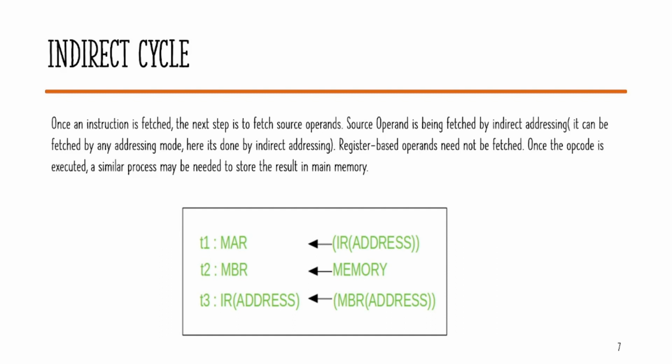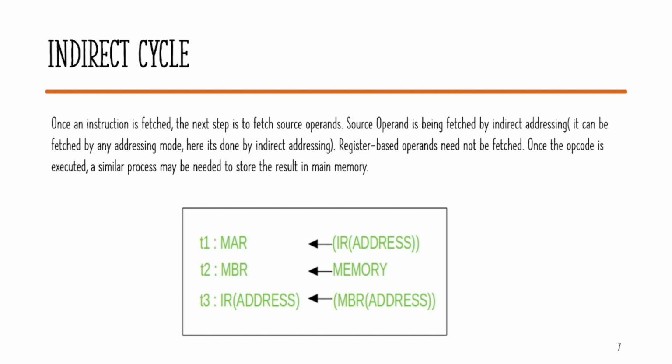First, step one: the address field of the instruction is transferred to the MAR. This is used to fetch the address of the operand. Step two: the address field of the IR is updated from the MBR so that it now contains direct addressing rather than indirect addressing. Step three: the IR is now in the state as if indirect addressing had not occurred.